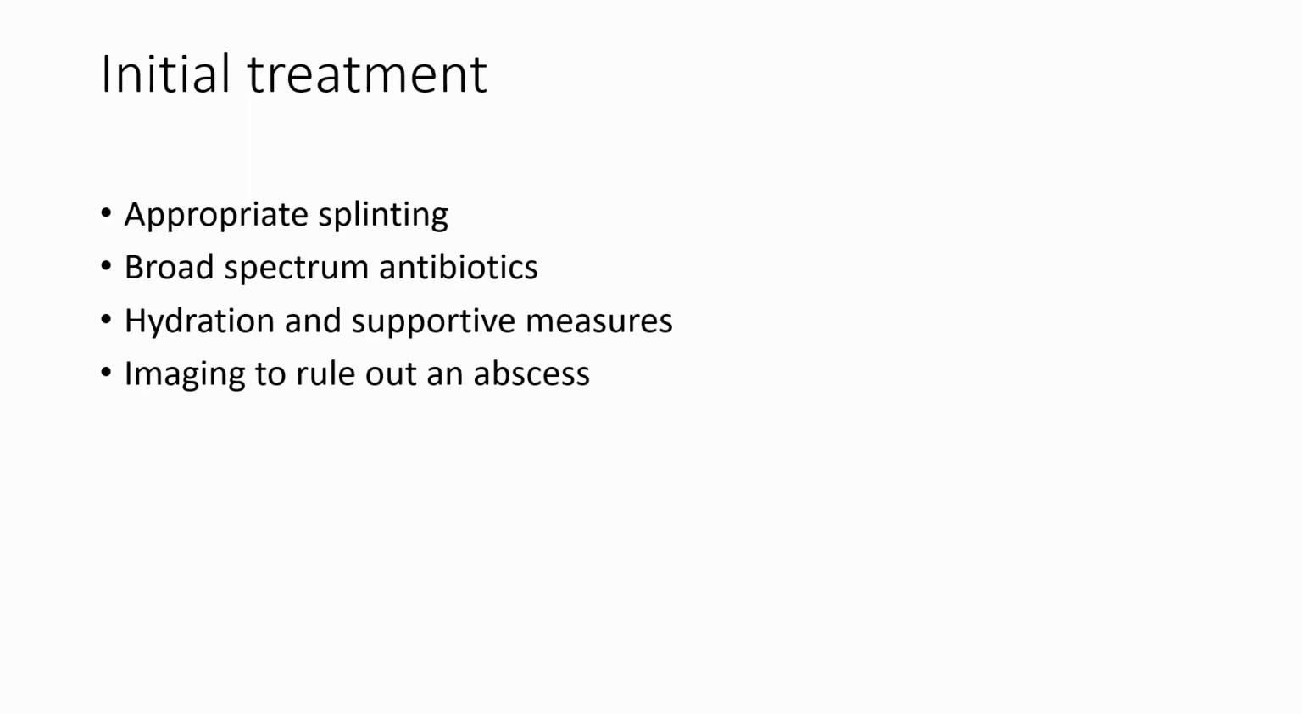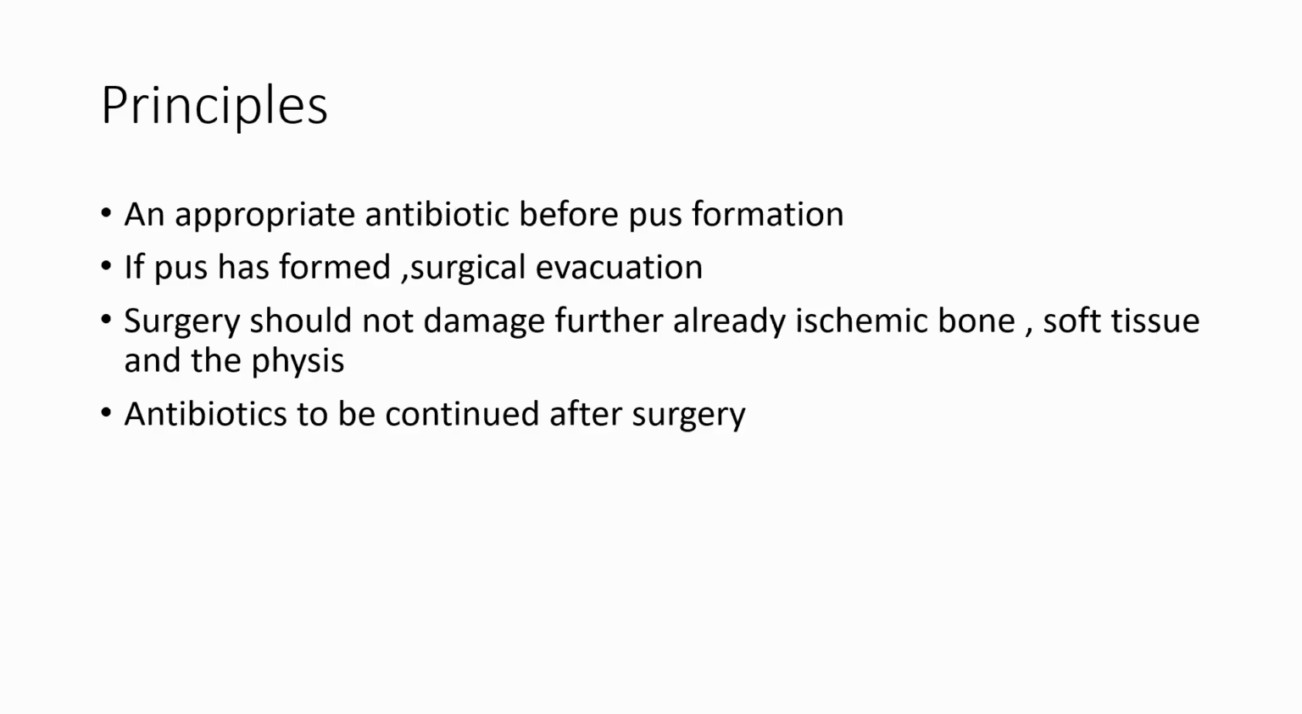Initial treatment consists of appropriate splinting of the limb, then broad spectrum antibiotics before starting the appropriate antibiotics, hydration and supportive measures, and imaging to rule out an abscess. Principles in treatment of acute hematogenous osteomyelitis include an appropriate antibiotic before pus formation, and if at all pus has formed, appropriate and timely surgical evacuation should be done. However, the surgery should not damage further already ischemic bone or soft tissue and the physis, and the antibiotic should be continued after surgery.